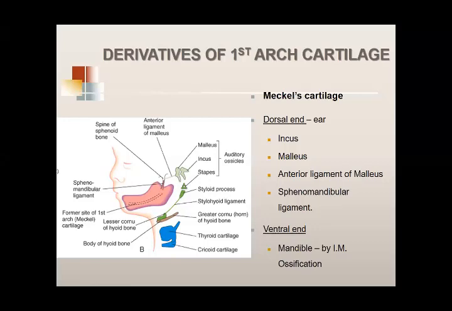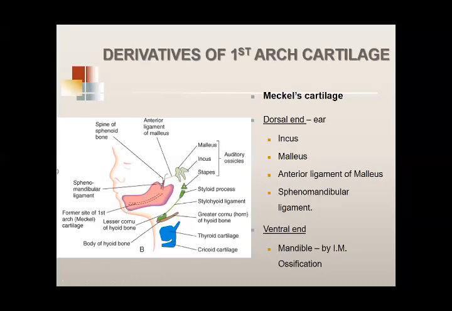आपको पता है, ठीक है? Mandible develops by intramembranous ossification. When the mandible has developed, then this cartilage degenerates and disappears. इस cartilage का basically purpose ये था कि it actually serves as a guide around which the mesenchyme is formed and ossified to develop into mandible.